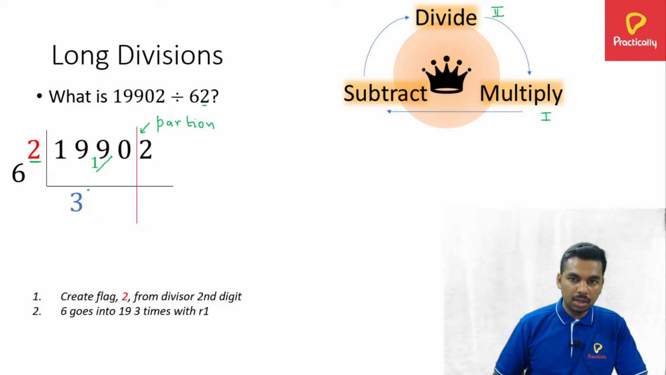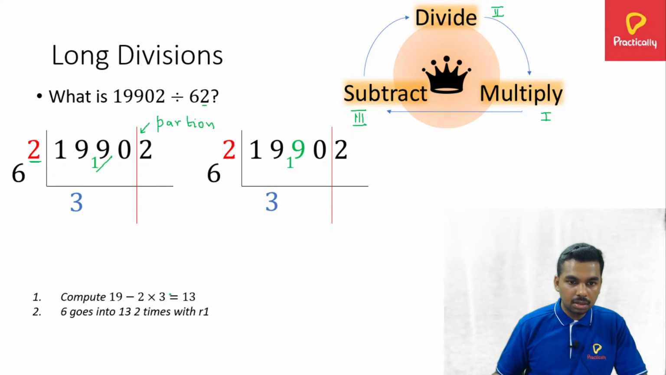Now consider the number 19. Now we are going to go for the third step, which is the subtract step. So if I subtract 19 minus 2 multiplied by 3, I'll get the answer as 13. So you get the answer 13 like this. Now with this answer 13, you again divide by 6. So you come back to step number 2 again. In step number 2, you divide by 6. So 13 divided by 6, 2 is the quotient and the remainder is 1. So you write 2 as the quotient, remainder is 1.